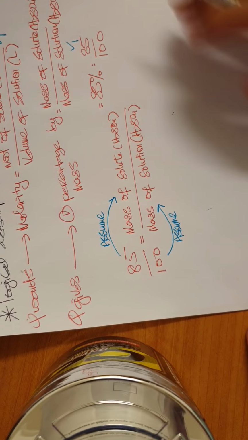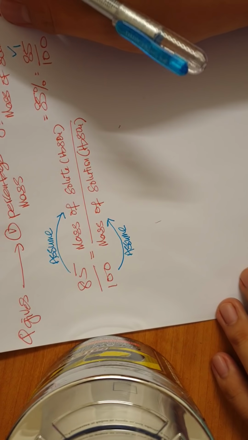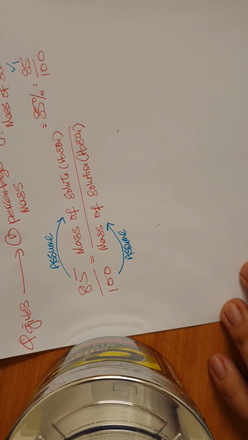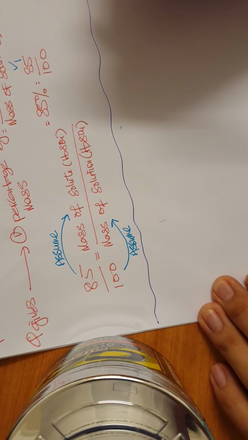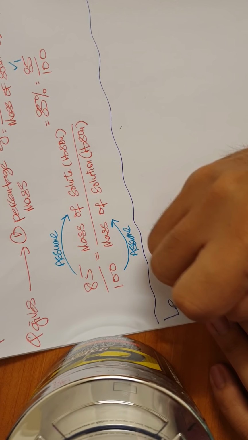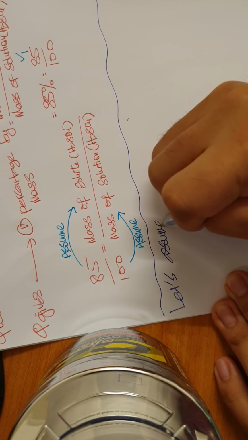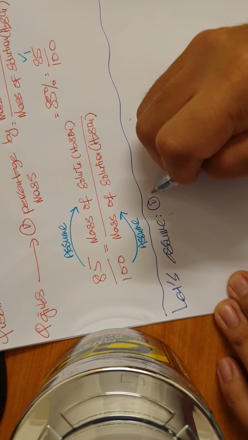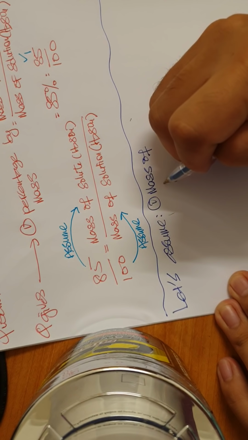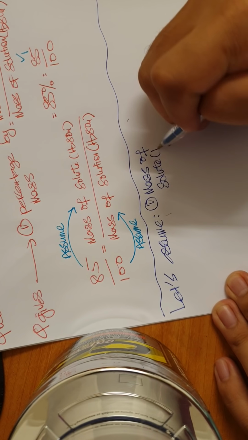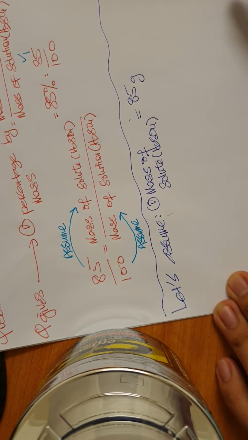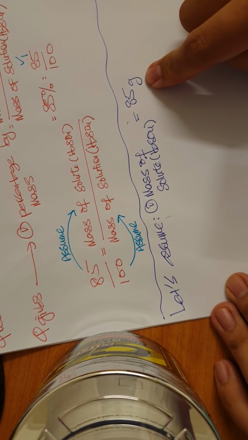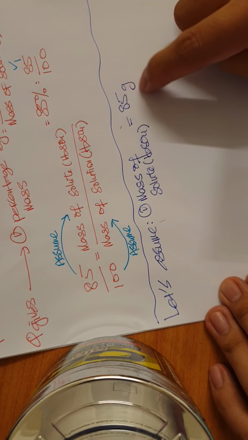From the definition, we can write underneath here. Okay, therefore, let's assume there are two things. Mass of solute, in brackets H2SO4, is 85 grams. We can assume kilograms, we can assume grams, but to make your work easier, we assume grams.